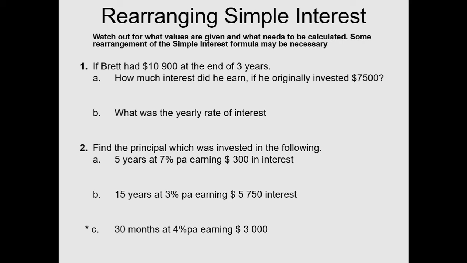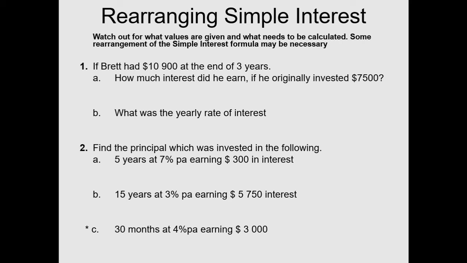Question B, 15 years at a 3% per annum rate of interest, earning $5,750 in interest. So again, we are told the interest, we are told the rate, and we were told the time. Set that up and find the P, the principal.